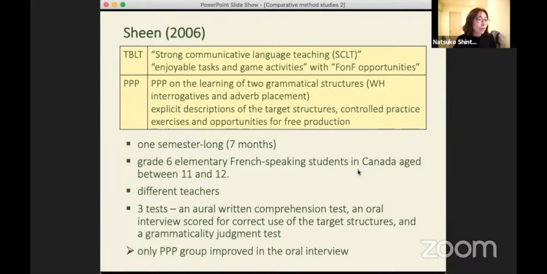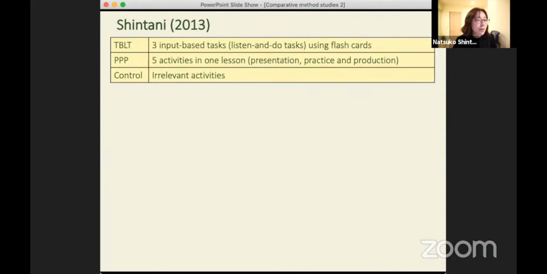Another example, actually it's my own, investigated young beginner learners in Japan. Okay. This study had three groups. The TBLT group received 3 input-based tasks, and the PPP group received 5 production-based activities following PPP procedures in one lesson and repeated several times. There was a control group receiving unrelated activities. Participants were first-year elementary school students in Japan, receiving 9 lessons over 5 weeks.